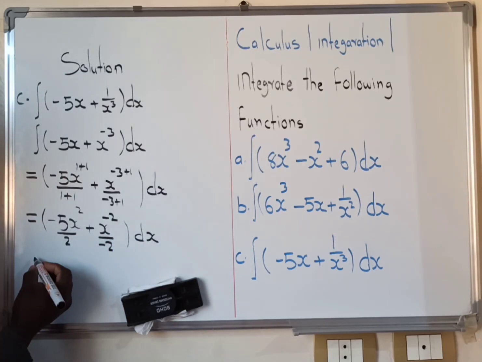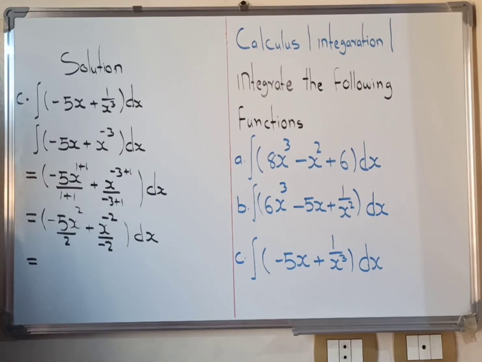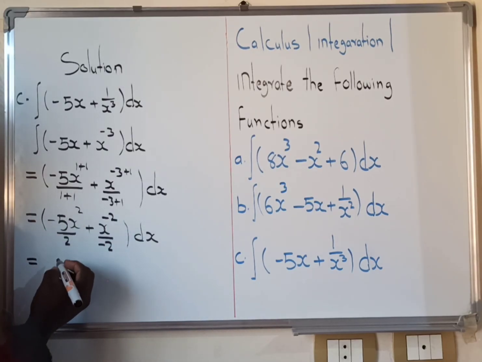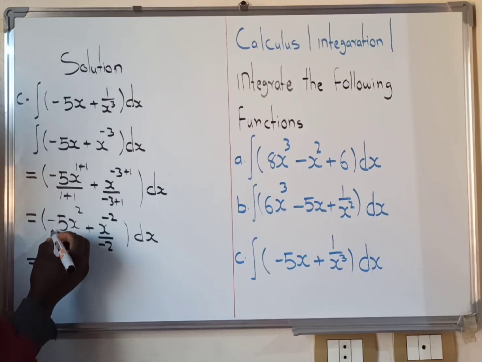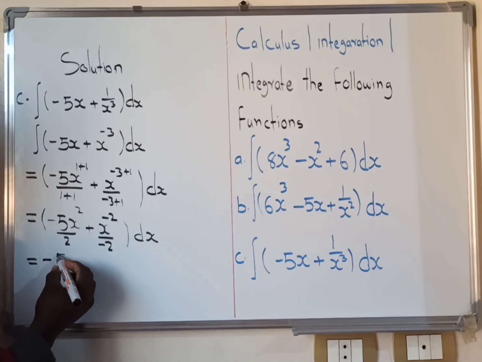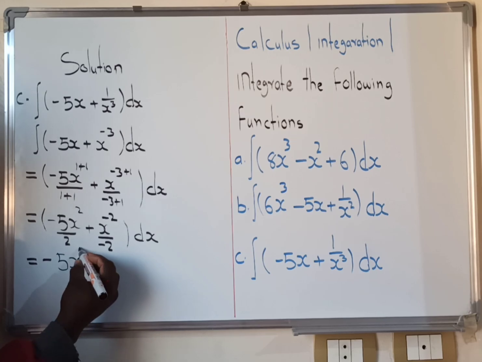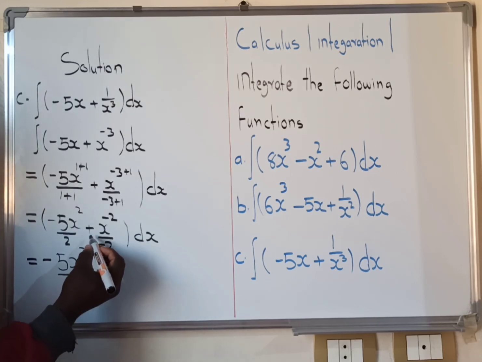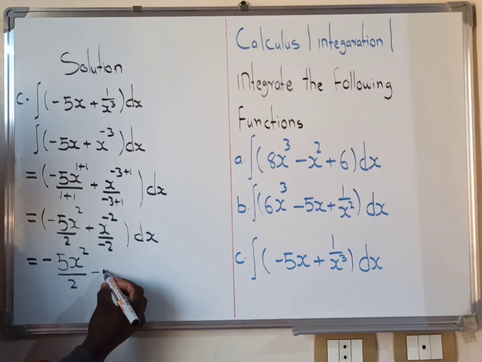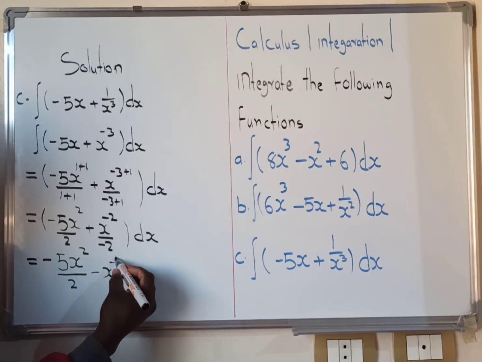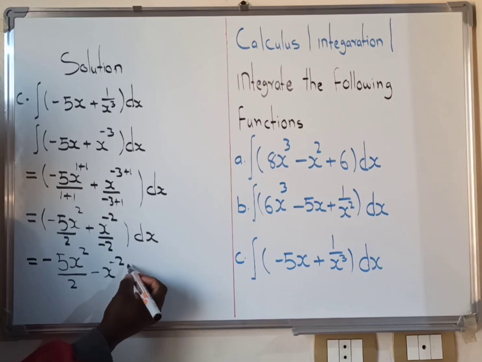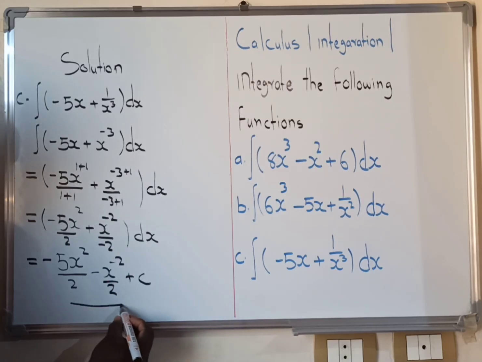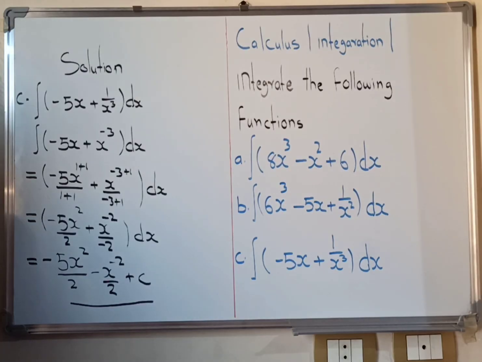Okay, so we have to say therefore here equal. So right now, as you can see, we have nothing left. So here we have negative 5x squared over 2, the same as negative 5x squared over 2. And here I have negative times positive is negative. So we have here x to the power negative 2 over 2 plus c. And this is the final answer, or this is the answer of number C.